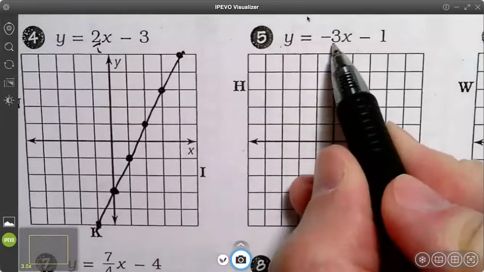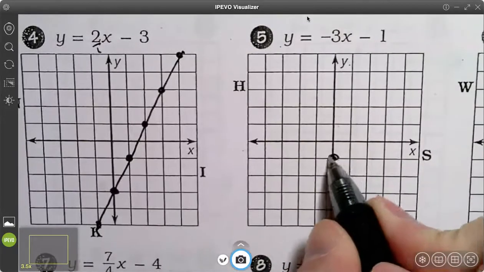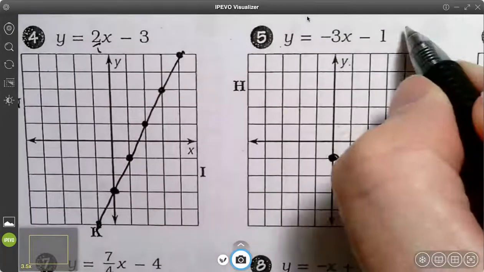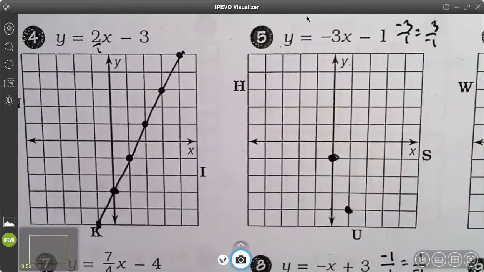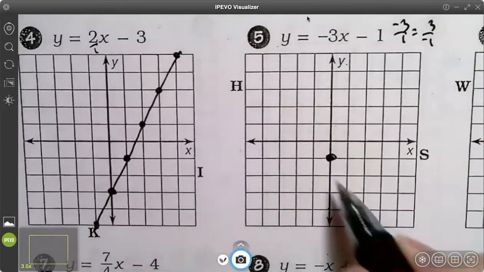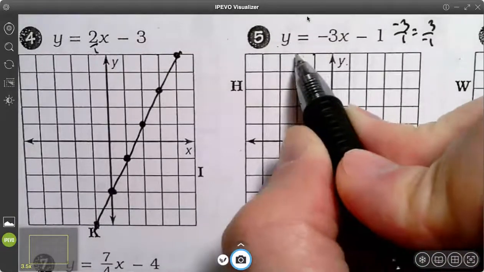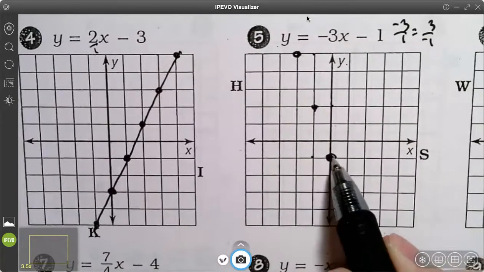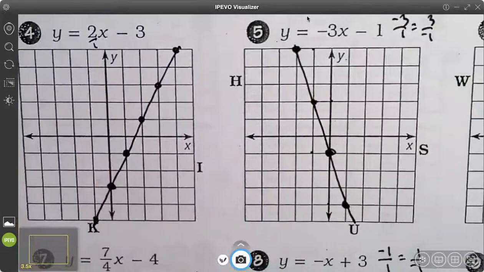Instantly, I know I have a line going down. I have a negative slope. My y-intercept is -1. My slope is -3, which means I'm going to rise -1, 2, 3, run 1. -3 over 1. Or I could put the negative sign on the bottom, and I could rise +1, 2, 3, run -1. +3 over -1, -3 over +1. Doesn't matter. You end up at the same place with the same line.